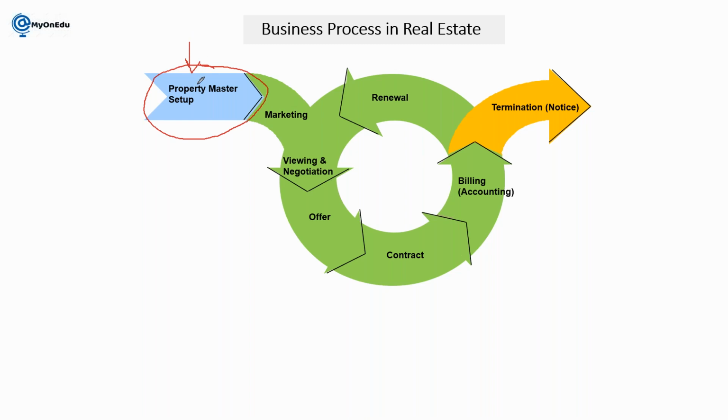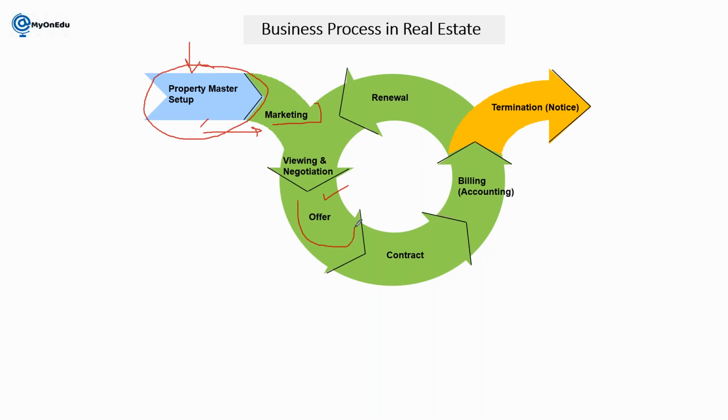Once the master data is ready, it will be available in the system. Then it will go for the marketing. These activities can be parallel, but to understand exactly how it happens in the system, let's go in sequence. So once your master data is ready, you go for the marketing. Here you get a lead, and your prospect asks to view the property. You arrange the viewing, and at that time you discuss all the terms and conditions, and they get negotiated.